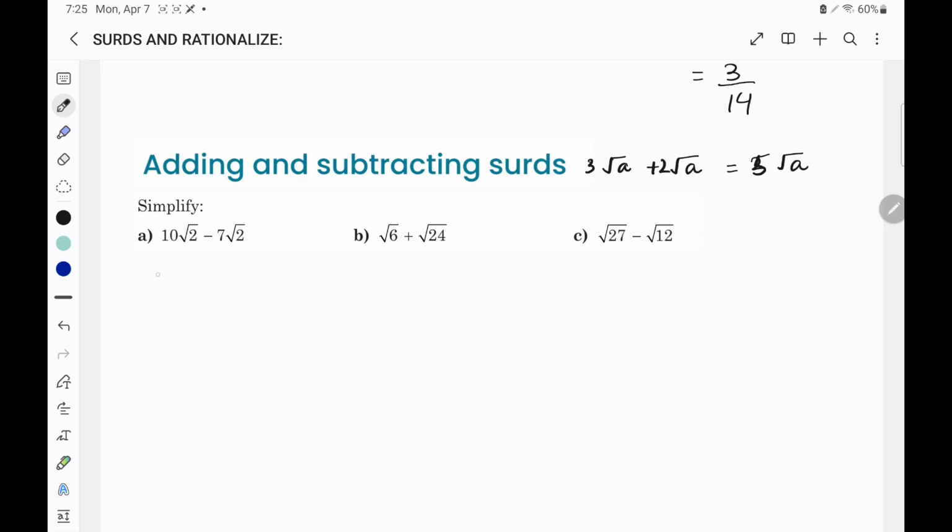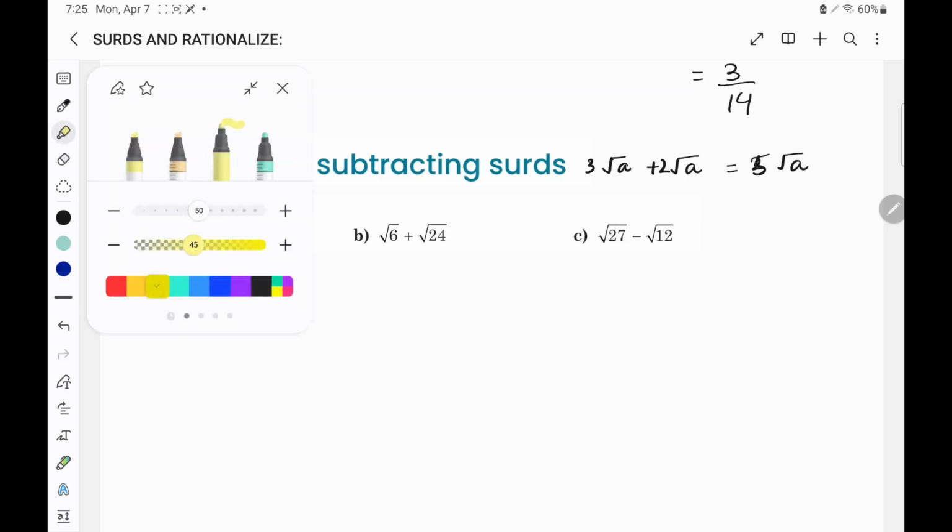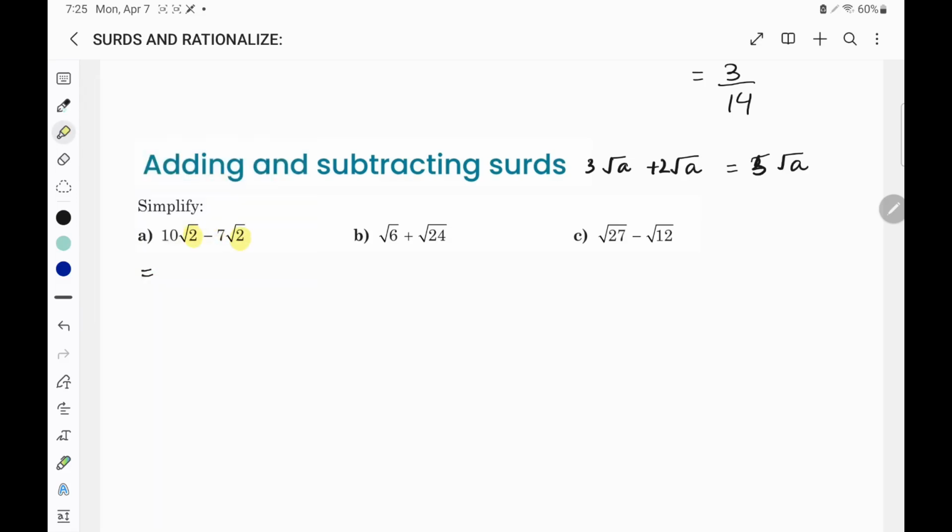Okay, in part A, 10 square root 2 minus 7 square root 2. So your 2 is the same number, so you can simplify. 10 minus 7 is 3, so simply 3 square root 2. Now in part B, you don't do it like this, that square root 2 minus square root 2 is 0. No, that's not it. Here you have some number in front, so these two integers will subtract. It's not only square root 2 minus square root 2. It's 10 square root 2 minus 7 square root 2.